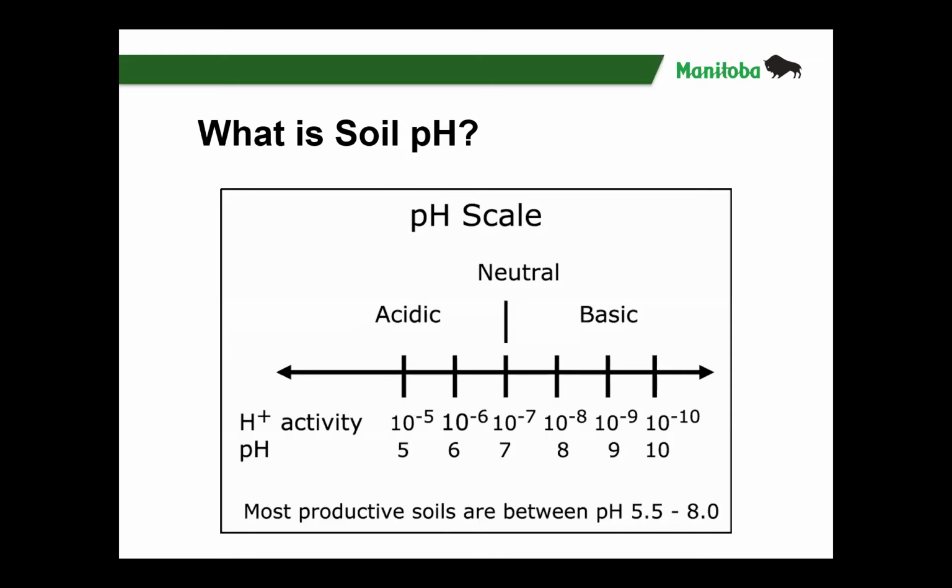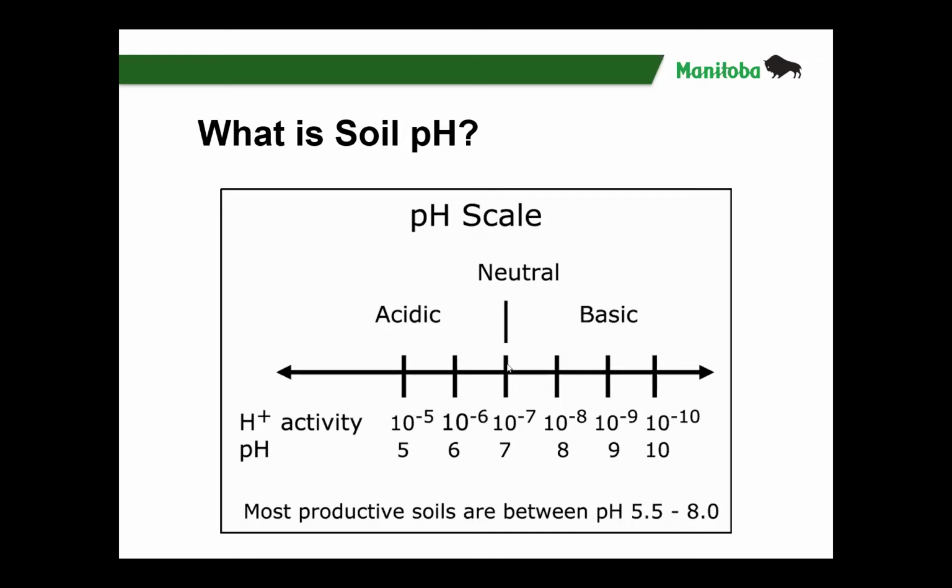pH is a measure of hydrogen ion activity in the soil. Essentially how much hydrogen you have is related to that pH number, that pH scale. Neutral is of course 7, and if you're above a pH of 7, that means you have less hydrogen ion activity. This is a negative logarithmic scale, so the change between, say, a pH of 5 to 6 is a decrease of 10 times the hydrogen ion activity. And then from 6 to 7 is another 10 times.